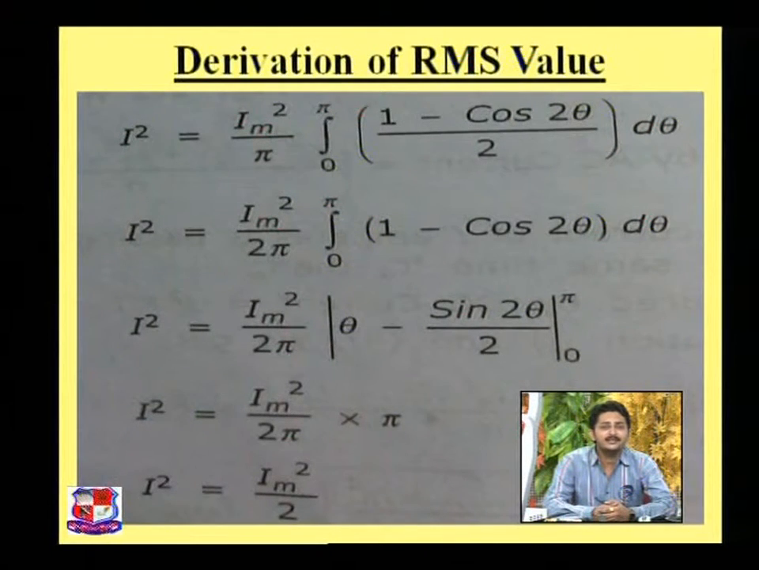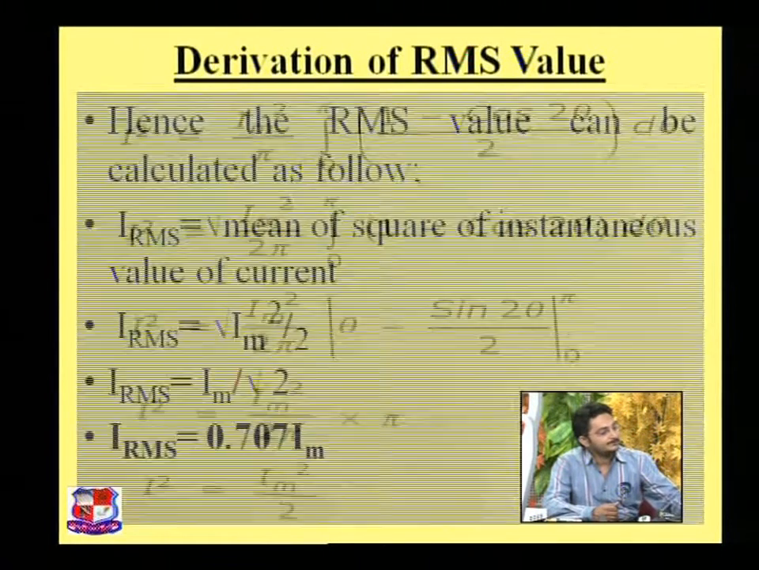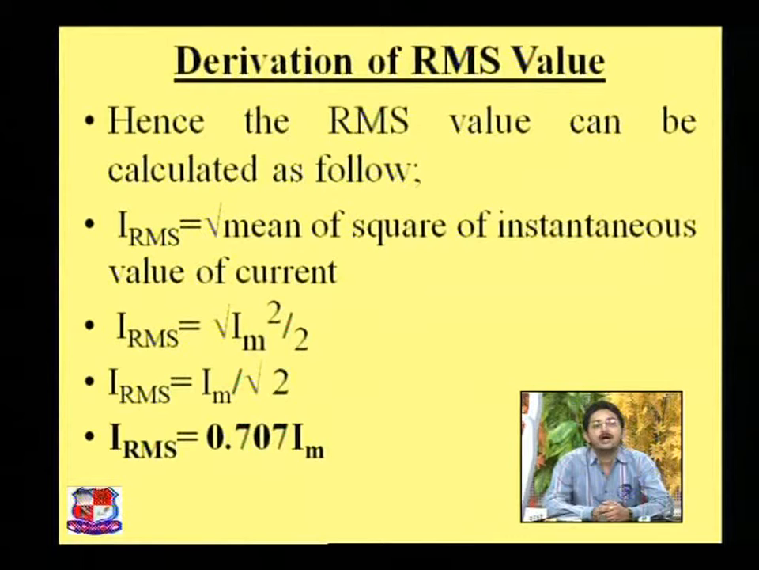So we are just getting that I square equals Im square by 2 pi into pi. Now pi is cancelled out. So we get that I square equals Im square by 2. Now if we remove the square on the left hand side, we get that I equals Im by root 2.